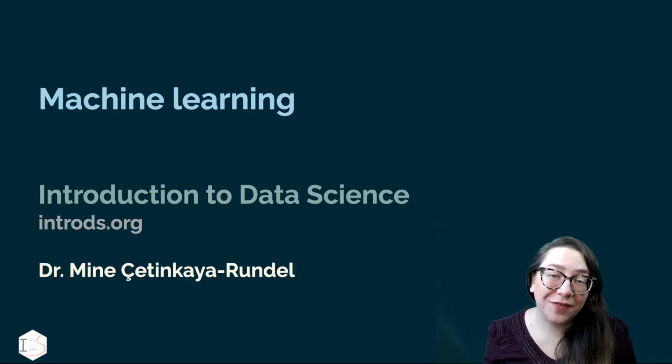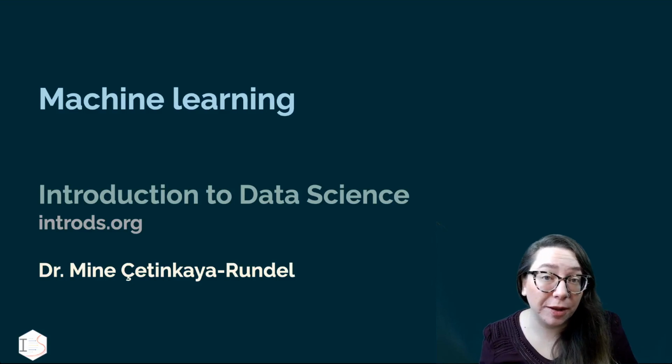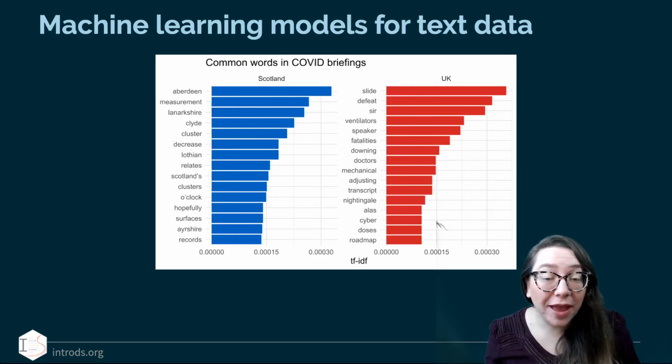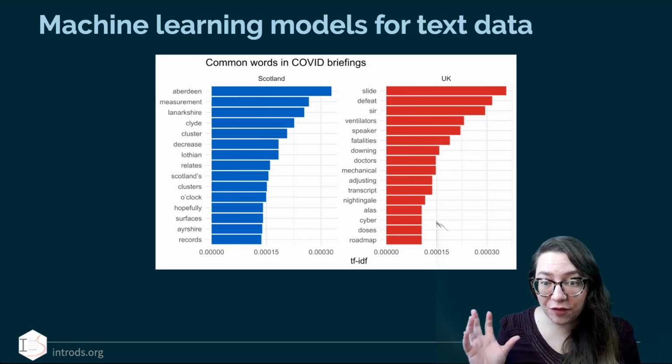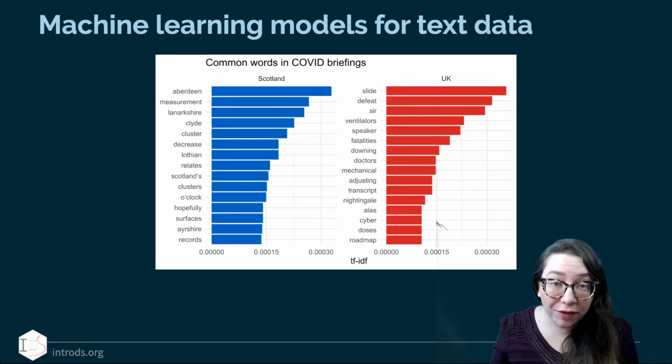Hi, in this last video, we're going to talk about machine learning. And again, we're really going to scratch the surface of the types of machine learning models that you might use. Specifically, we're going to do machine learning for text data. So the example we've been working with is data from the Scottish briefings on COVID and UK briefings on COVID.